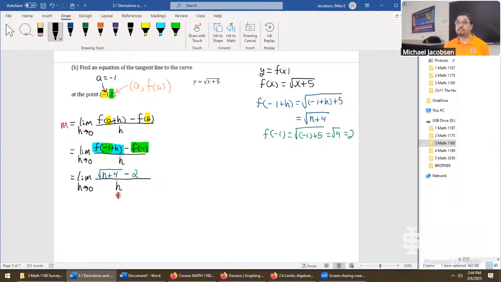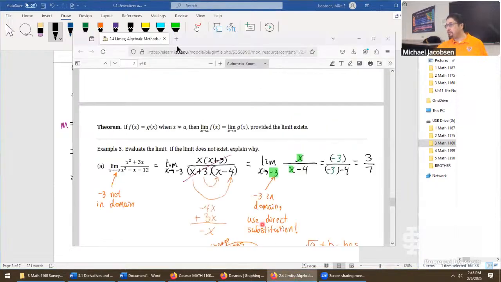Sorry, say again? Multiply by... You're on the right track. The opposite. It's like plus 2. Exactly. We're going for the conjugate, in other words. That's what we did way back in section 2.4, but it's just been a while.